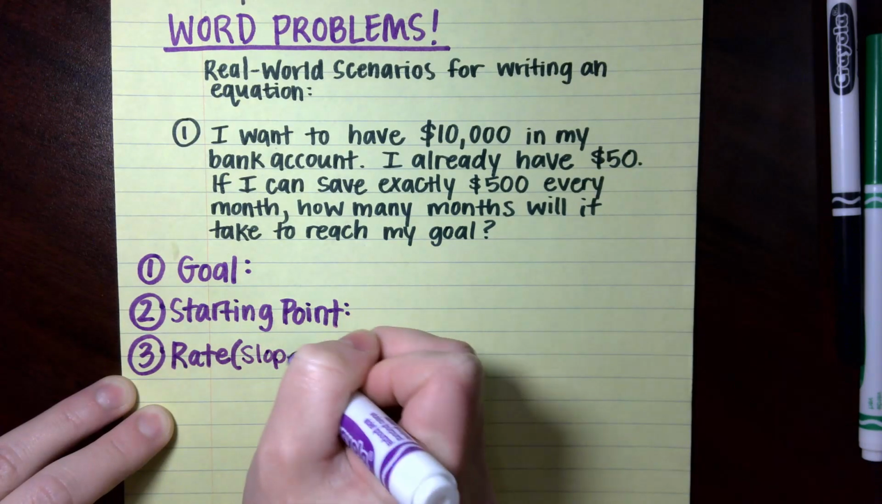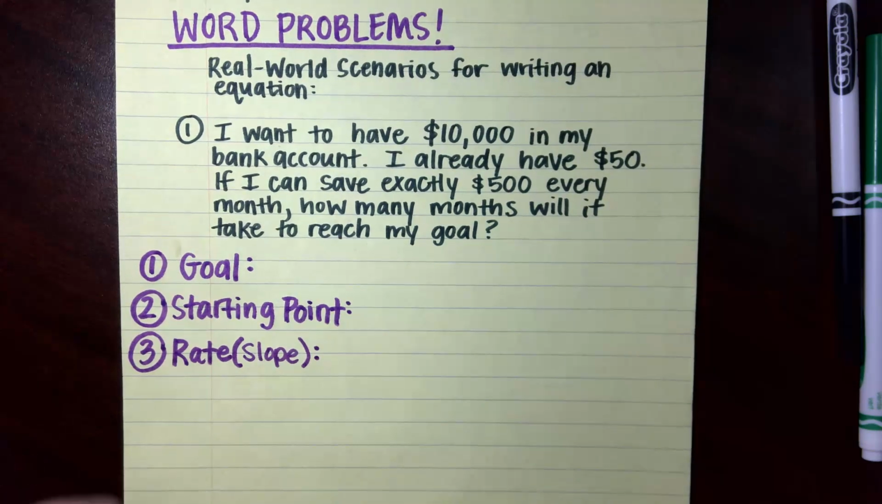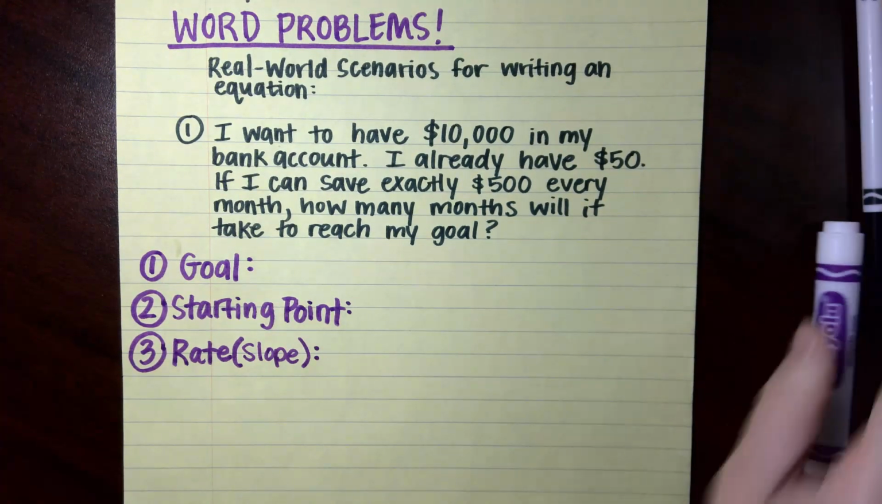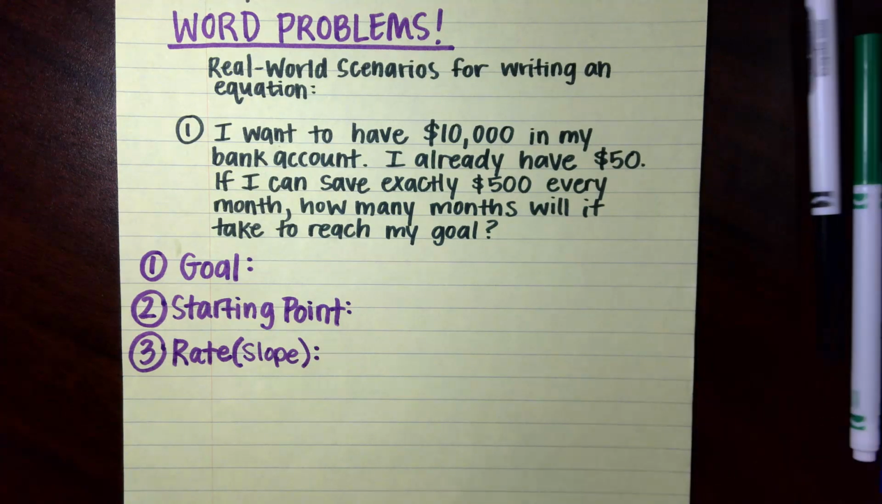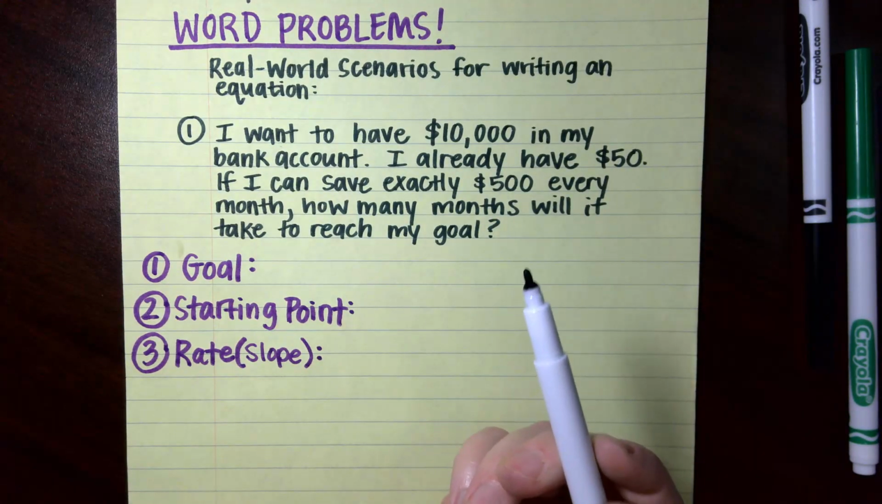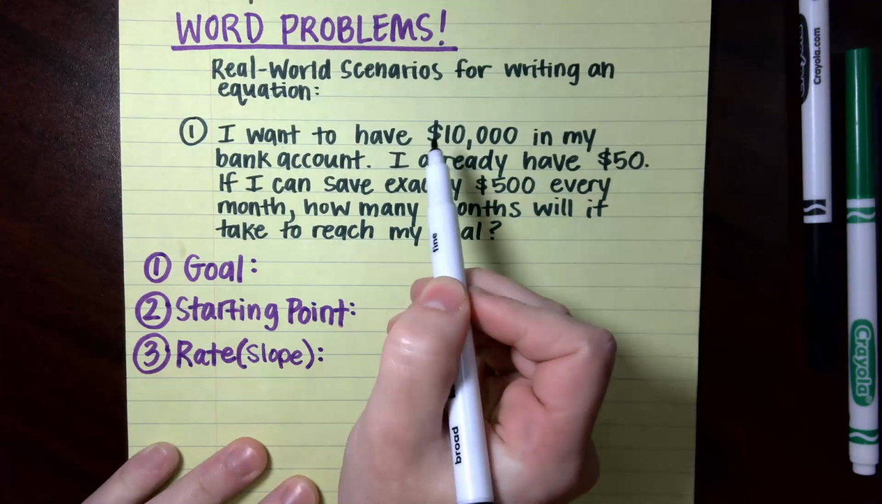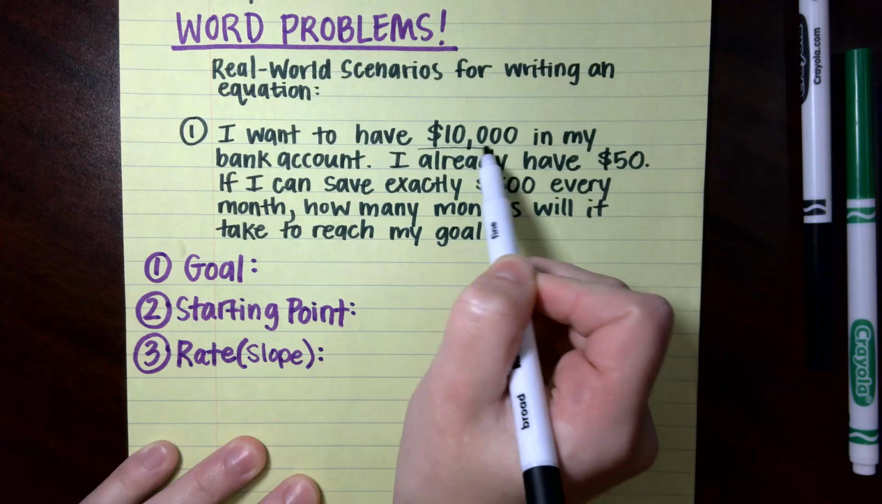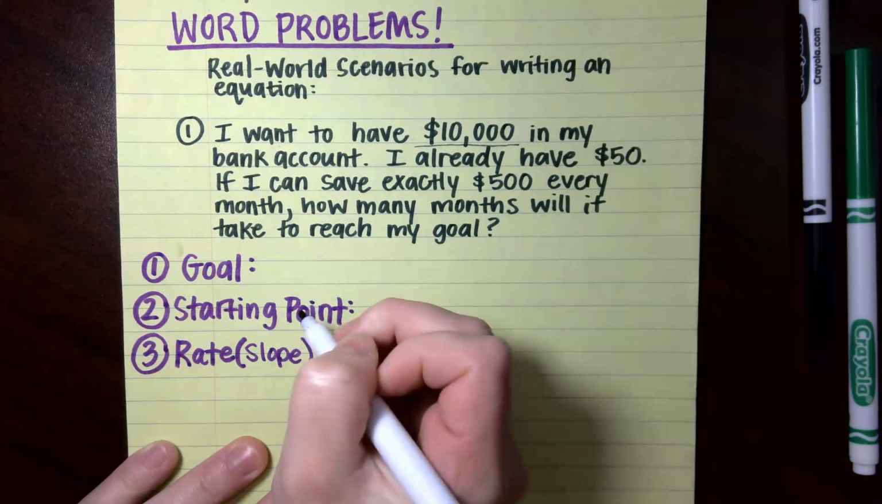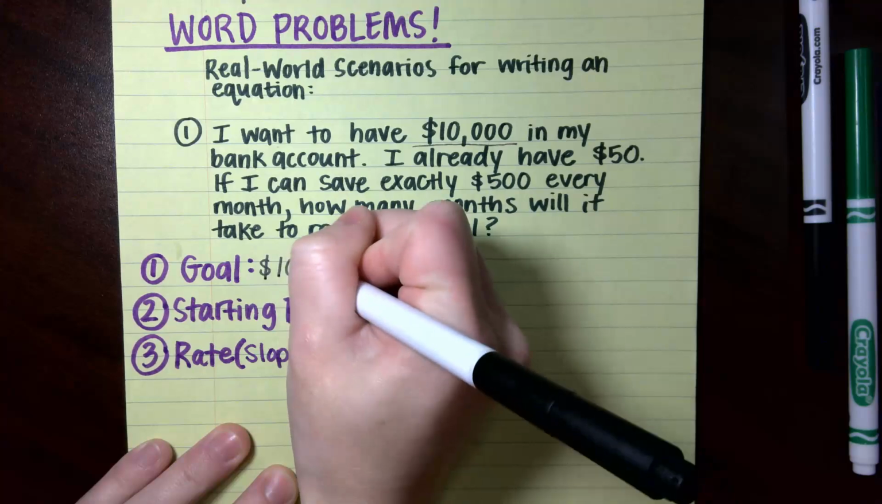Yes, Erica? The answer would be 19.9. All right, let's find out. I'm going to tell you right now you are correct. But let's work it out together. So, first of all, after reading this word problem, what is the goal here? What is my goal? Yeah, my goal is to have $10,000. So I'm going to write for my goal, I want $10,000.